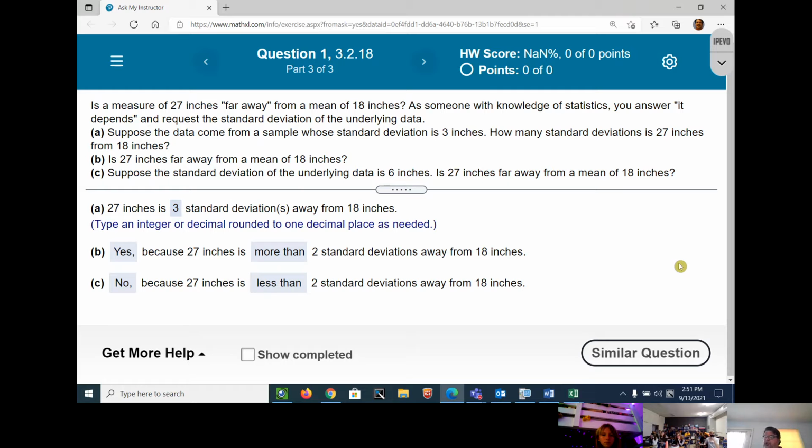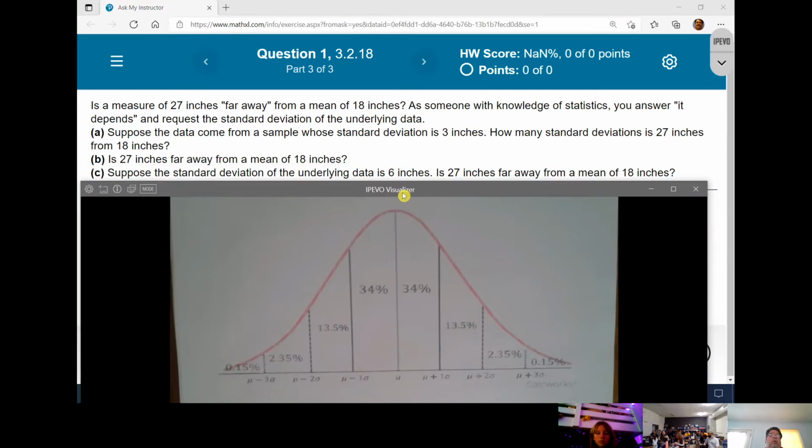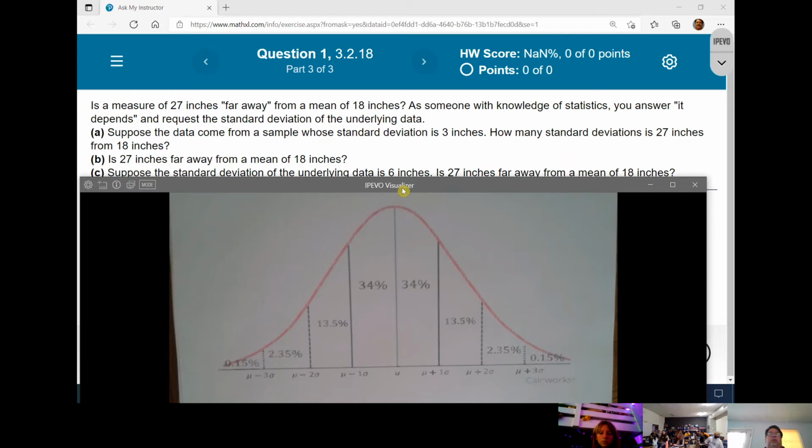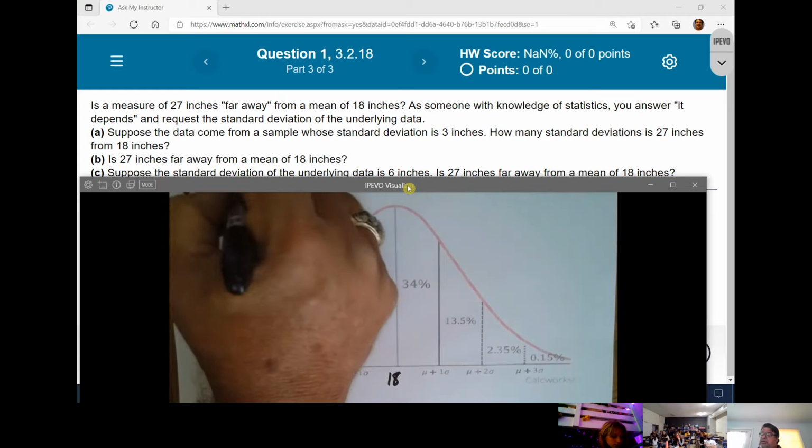Can anybody tell me what you're going to use? The empirical rule? Good job. So that thing that nobody printed out, right there. Somebody printed it out? I told you one of y'all did. And 18 is your mean. A says mean is equal to 18.